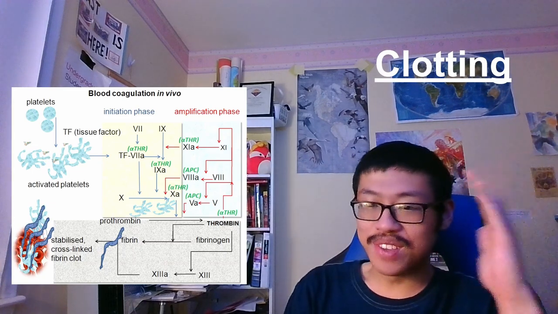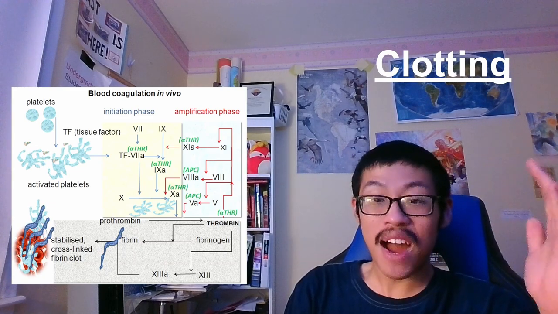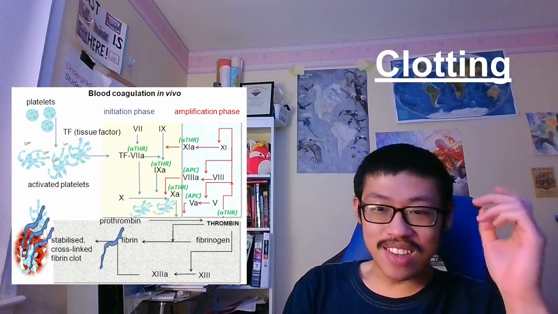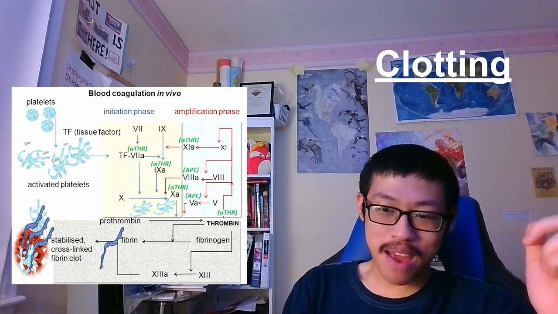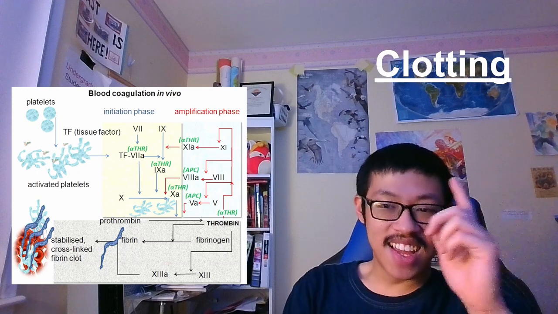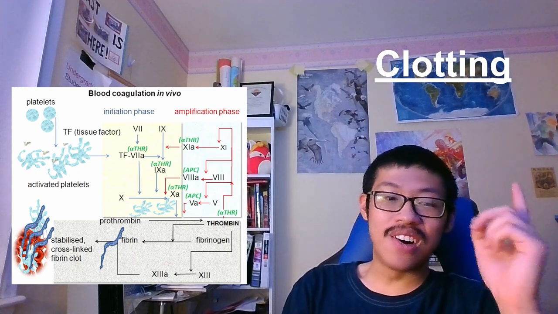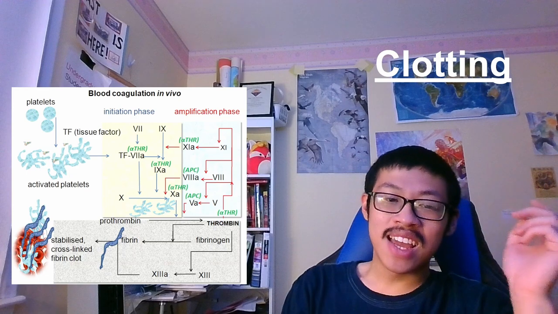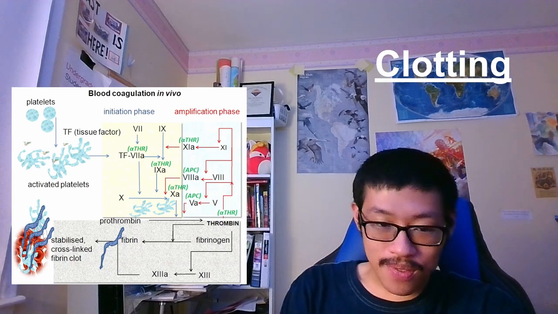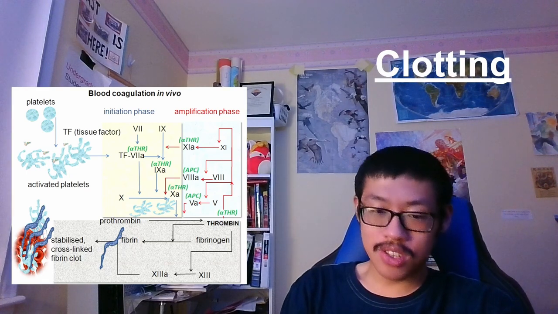It is the bane of the existence of upper-level biology students. Because of all the different factors that are involved, and they're distinguished by their Roman numeral. And there's also the fact that there are two different pathways. There's an extrinsic and an intrinsic pathway, but they all converge at a certain point, and they all end in the formation of a protein called fibrin, which together with the platelets in your blood plug the wound site.